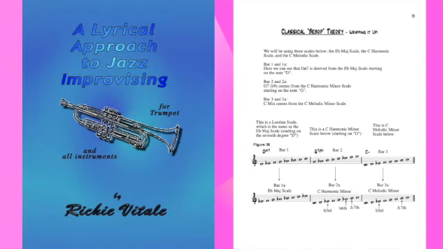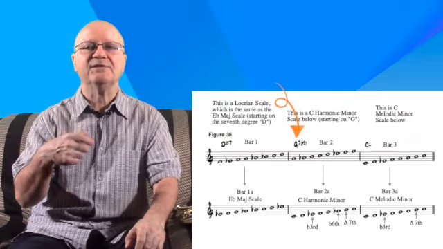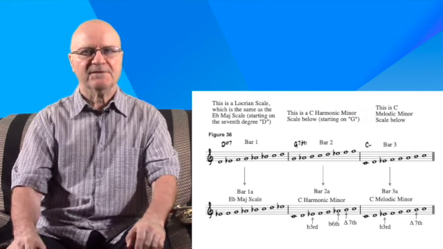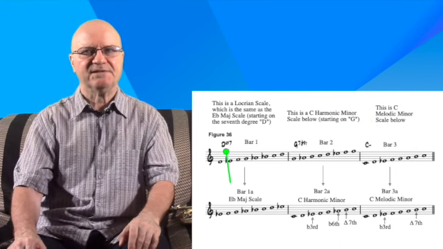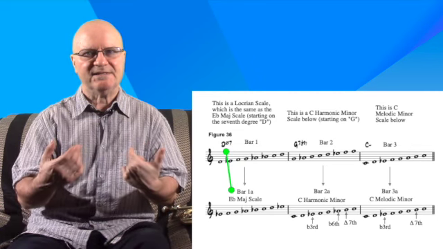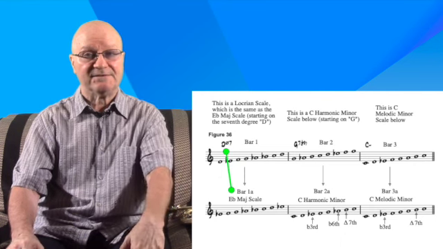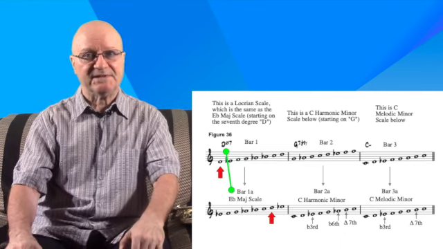Let's start with page 33 from my book, A Lyrical Approach to Jazz Improvising. Here is D half diminished going to G7 flat 9 going to C minor. The first chord, the D half diminished, is the Locrian mode of the E flat major, meaning it is an E flat major scale starting on the 7th degree of an E flat major scale, that being the note D.